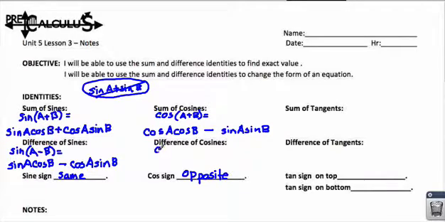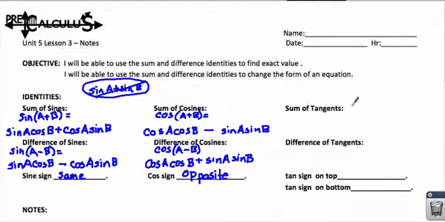If we come down here and do cosine of A minus B, it's got the same pattern, cosine, cosine, sine, sine, but the sign in between is going to be plus. There we go, make sure you get that down.